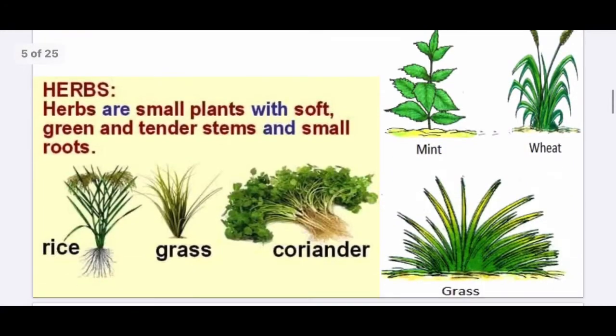On the basis of the plant size, nature of the stem and the lifespan, plants can be classified into three main groups: herbs, shrubs, and trees. Herbs. Herbs are very small plants. They have soft, green, and tender stems. They are called non-woody plants. These plants have small roots. They have a short lifespan, or we can say they can survive for a few months only.